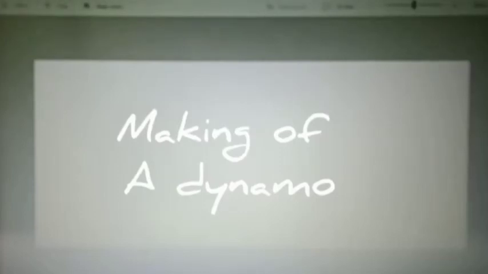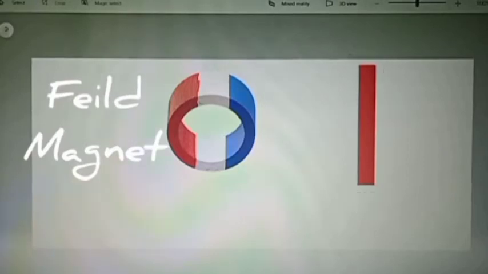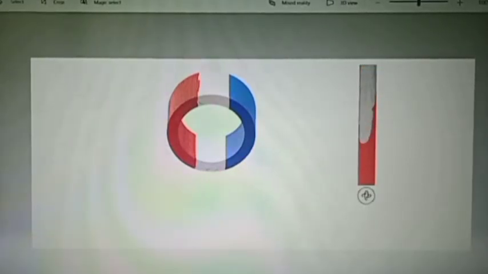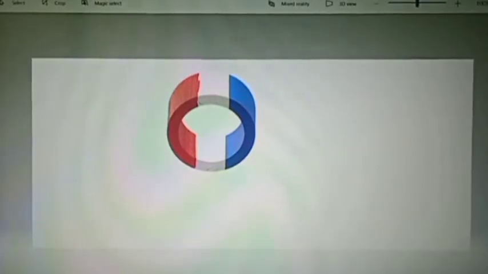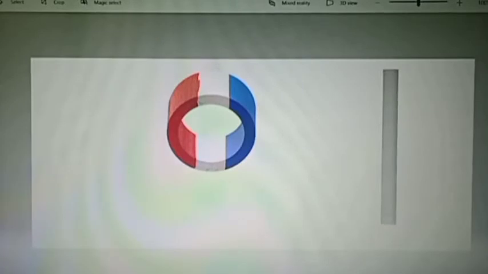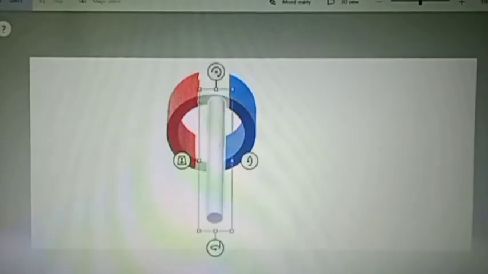So here I have come up with 3D modeling of AC generator. So we have field magnet with two opposite concave shaped poles. There's an axle over which we will mount the coil and connect other parts which are required for the circuit to complete. So I have placed that axle there.